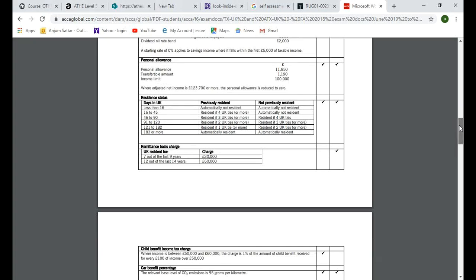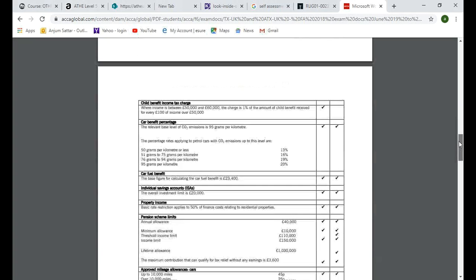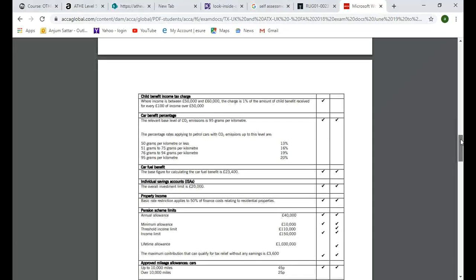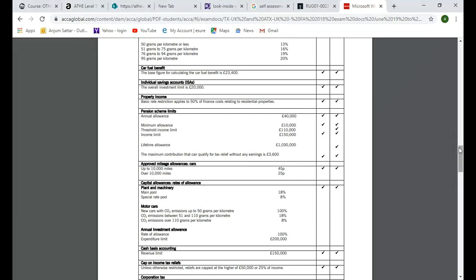Okay, then the second thing. I'm not going through everything, but we need to go through the car allowance or car benefit. For the first 10,000 miles, we can claim 45 pence per mile. If it's more than 10,000 miles, we can claim 25 pence per mile.